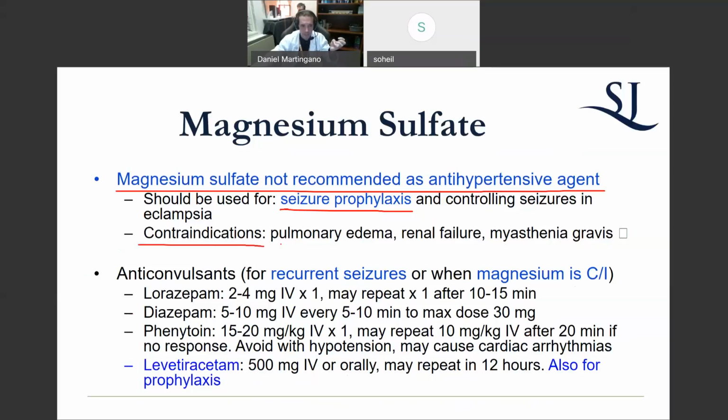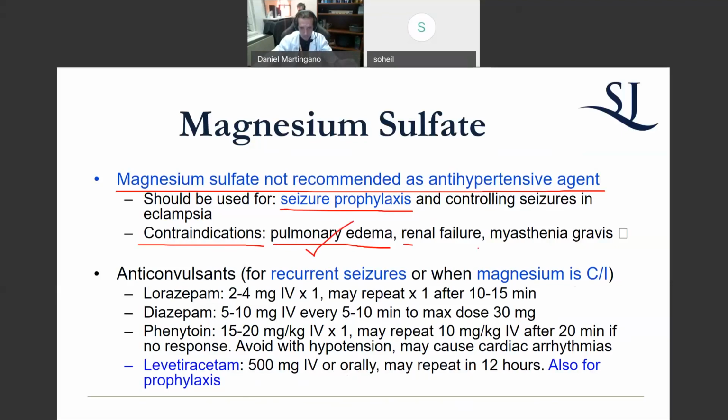So contraindications to seizure prophylaxis include pulmonary edema. Now, pulmonary edema is not caused by magnesium sulfate. Okay, that's important to know. If you have pulmonary edema develop, which is a consequence of preeclampsia with severe features, then magnesium is contraindicated. That's what you're looking for. But it's not that magnesium is causing the pulmonary edema. That's a common misconception, okay?